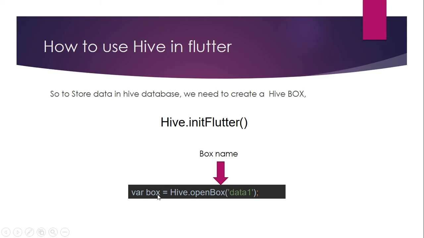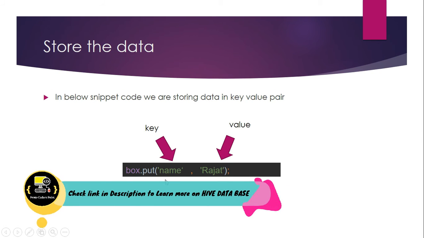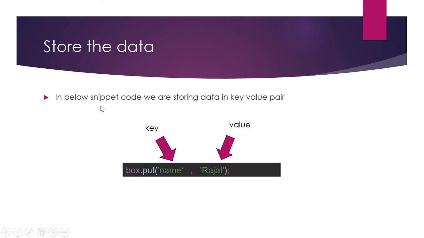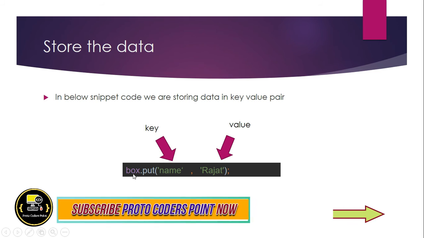Now by making use of this box variable we can store the data in a key-value pair. To store the data into a box, we can make use of box.put, and this is the key name and this is the value. In the key we are going to store my name, that is Rajat. So this is how we store the data.